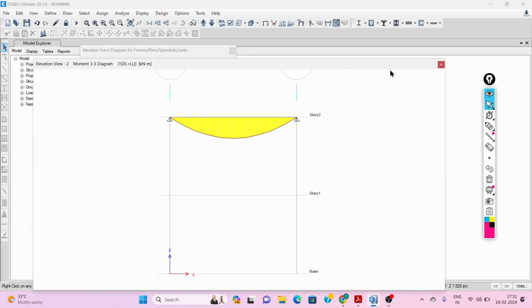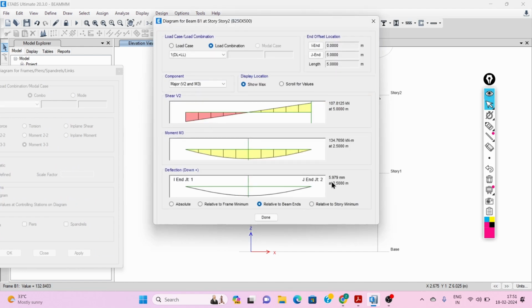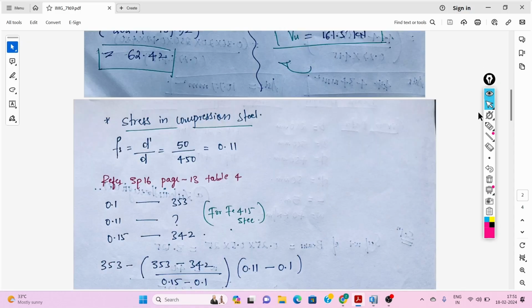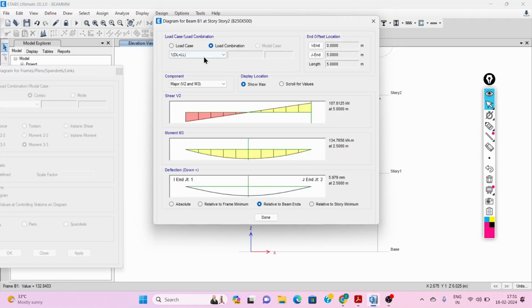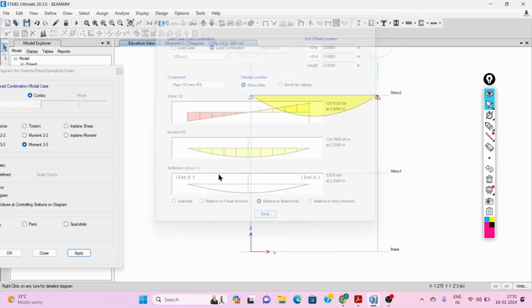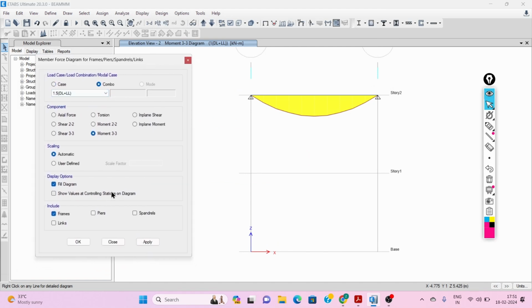Right click on the beam here. This is the deflection. It is okay in deflection that we have calculated. Our structure, this beam also is okay, satisfied in deflection. Now we need to check what? We need to check bending moment and shear force.